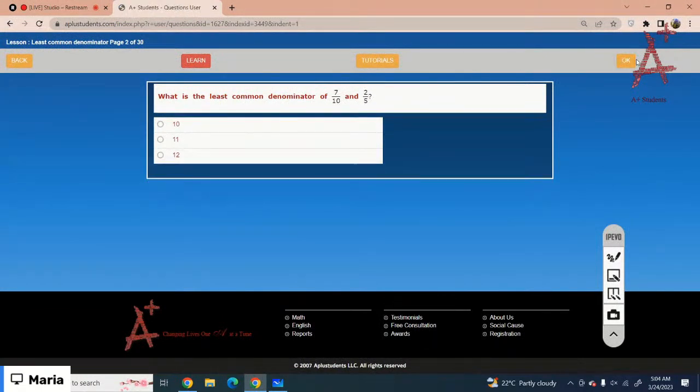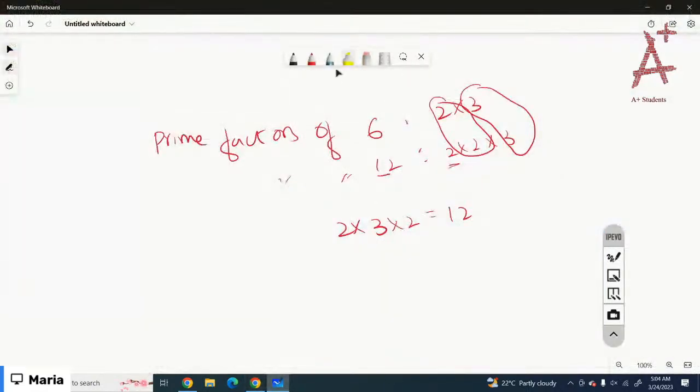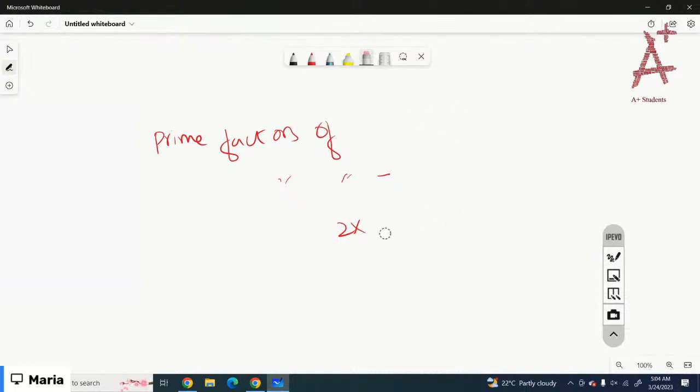Okay, what is the least common denominator of 7 over 10 and 2 over 5? So just look at the denominators. The denominators are 5 and 10. So just write down the prime factors of 5 and 10.